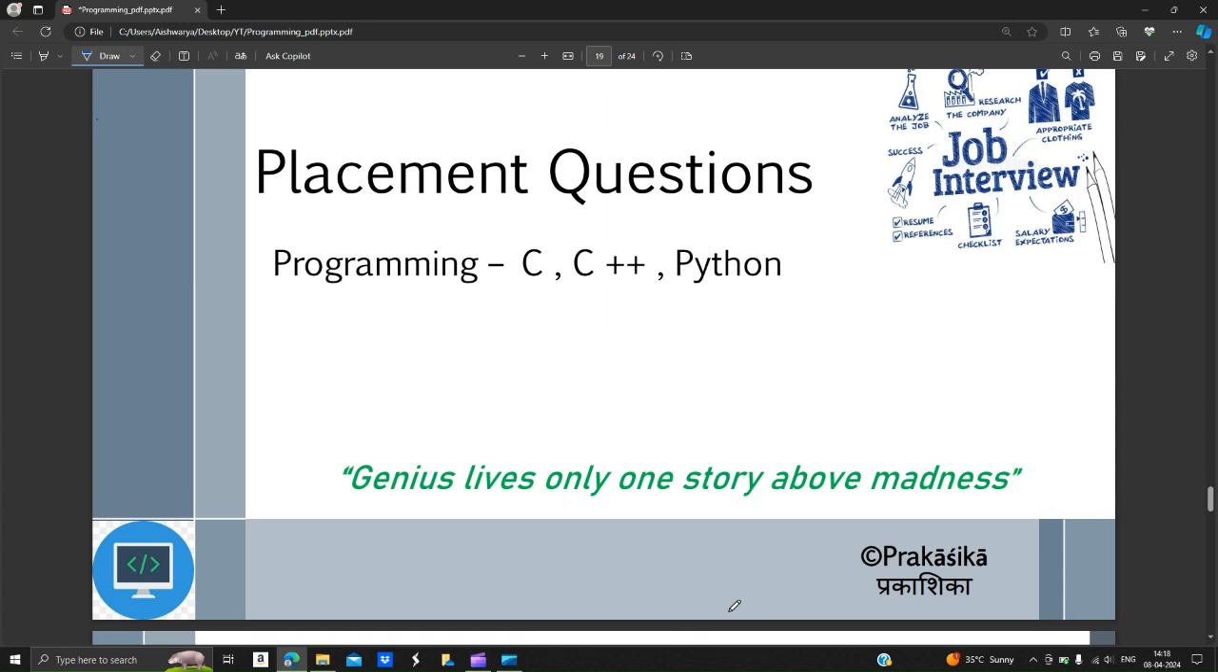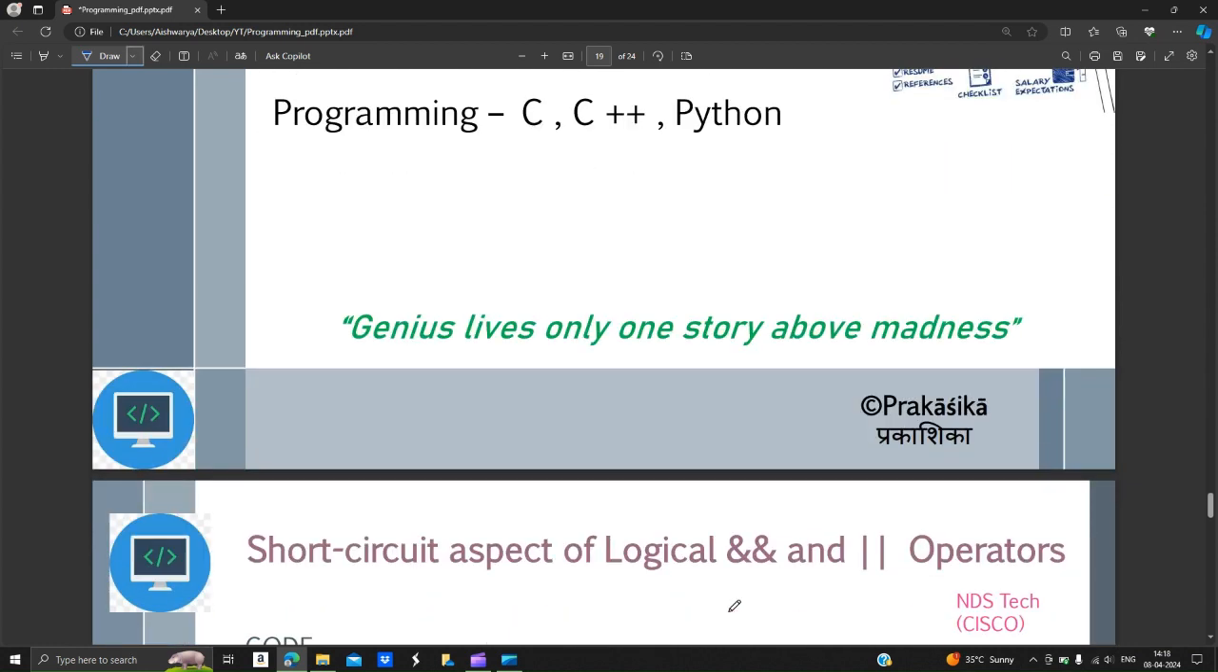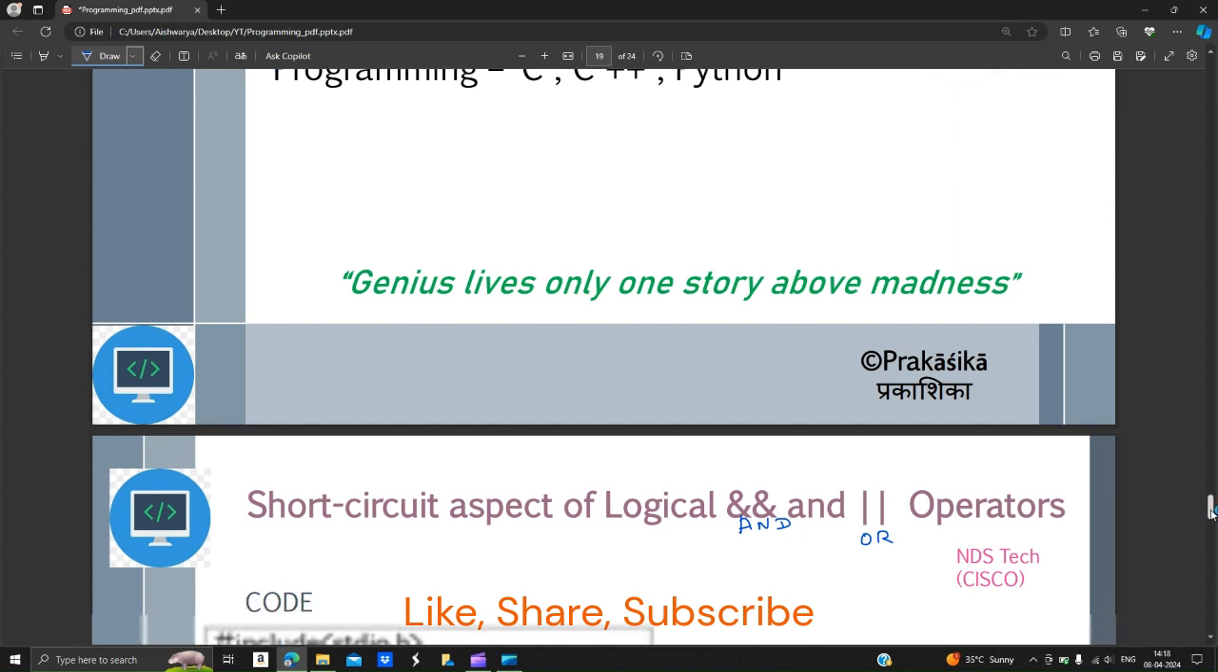Let's continue with our placement questions regarding programming in C, C++ and Python. Today I have got you a C code snippet on the topic short circuit aspects of logical and or operator. We know this double ampersand is nothing but logical and operator, and when we write two parallel lines vertically it is logical or operator. It is the same in both C and C++.